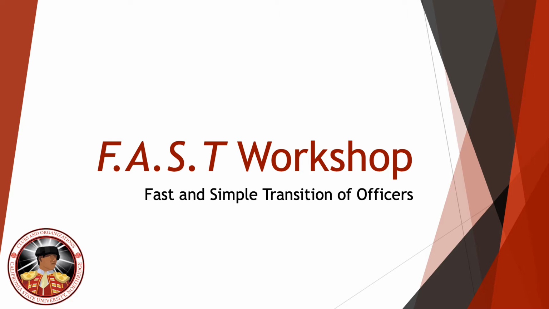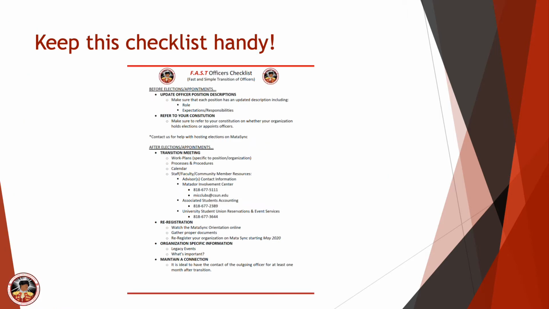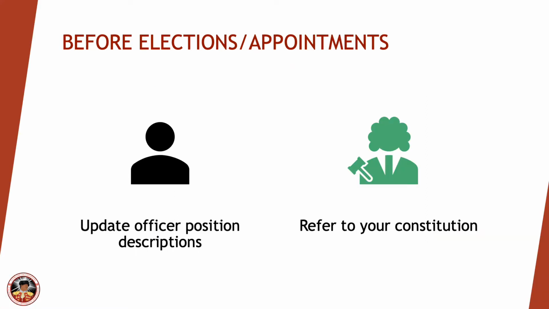Today, we will go through some basic and necessary steps you can take to have a successful transition of your officers. First, it may be helpful to keep this quick and easy checklist with you as we go through this workshop. It would also be nice to have the checklist with you as a reference when planning your officer transition. We've divided this workshop into two sections: what to do before elections or appointment of officers, and what to do after. Before you hold your elections or appointment of officers, it is important to update the officer position descriptions and to refer to your organization's constitution for guidance.